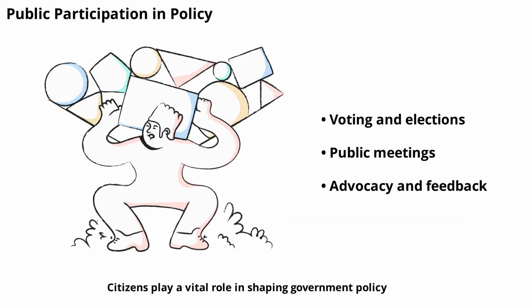Citizens play a vital role in shaping government policy. Public participation can take many forms, such as voting in elections, attending public meetings, or submitting feedback on proposed laws. Advocacy groups and non-governmental organizations also influence policy by raising awareness and lobbying for change. When people get involved, they help ensure that policies reflect the needs and values of the community. This makes government more accountable and responsive to its citizens.